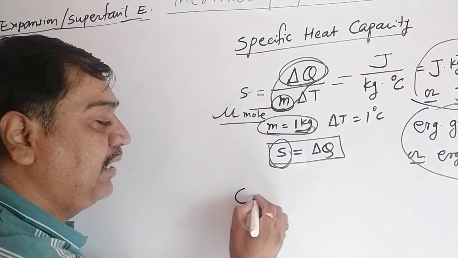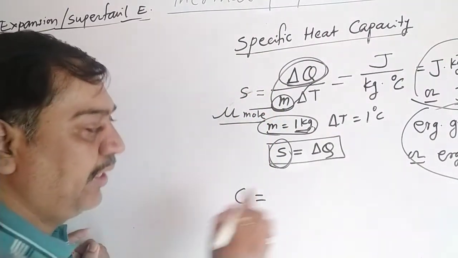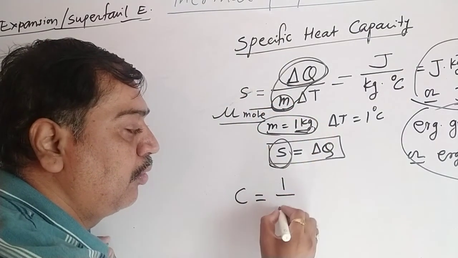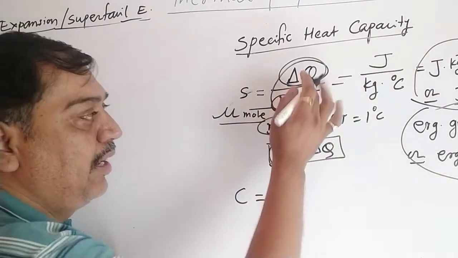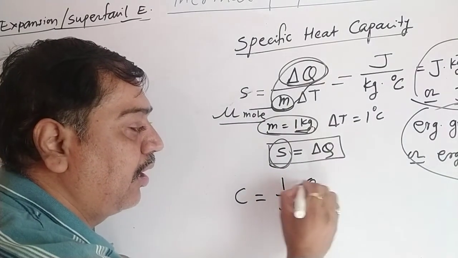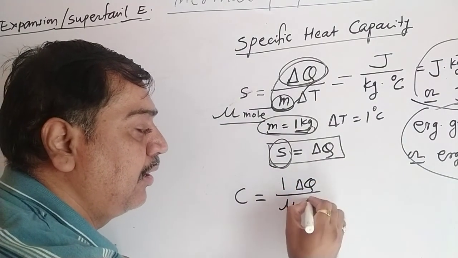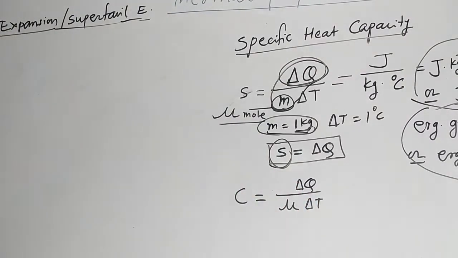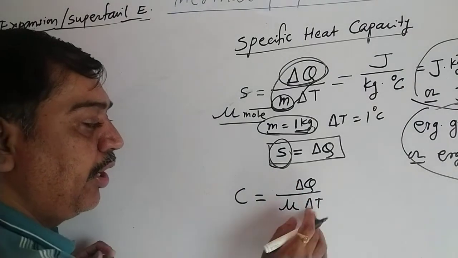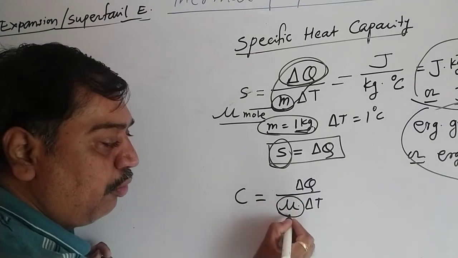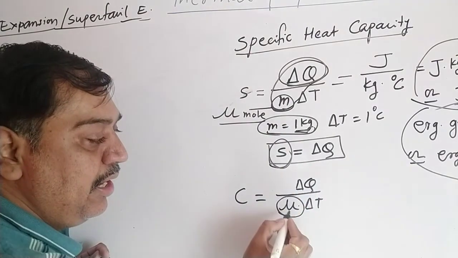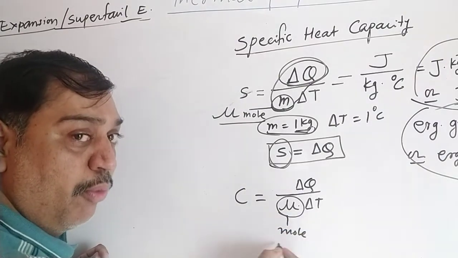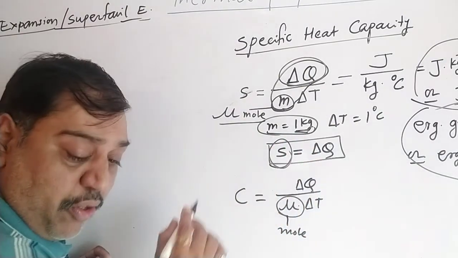So you can write C equal to specific heat capacity equal to 1 by mu, delta Q divided by delta T, or we can write it like this: delta Q divided by mu into delta T. Mu is what? The mass of the material in mole. This is in mole. Molar mass we have taken instead of kilogram.